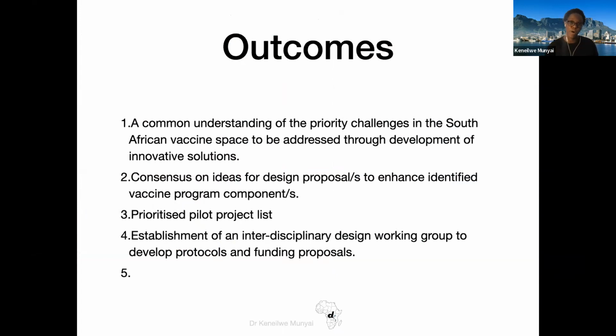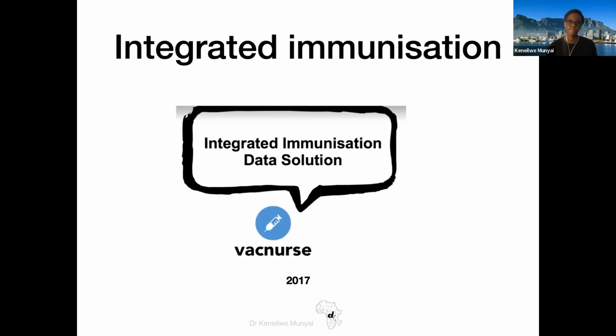So the outcomes of the whole process were a common understanding of the priority challenges within the South African vaccine space, and then consensus on ideas for design proposals to enhance and identify vaccine program components. And then, of course, the prioritized pilot project list. So here, again, you're getting buy-in from a larger group that is very diverse in terms of things that need to happen. And of course, establishing of the interdisciplinary design working groups as well was part of that process.